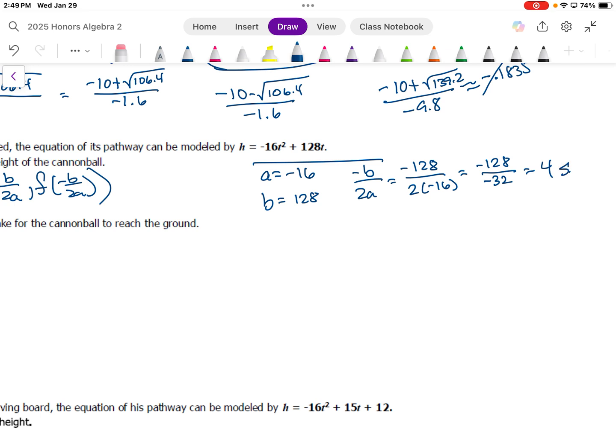So that's 4 seconds. I want to figure out, well, what is the max height? So what is h of 4? So put 4 in for t. So negative 16 times 4, that's a t.